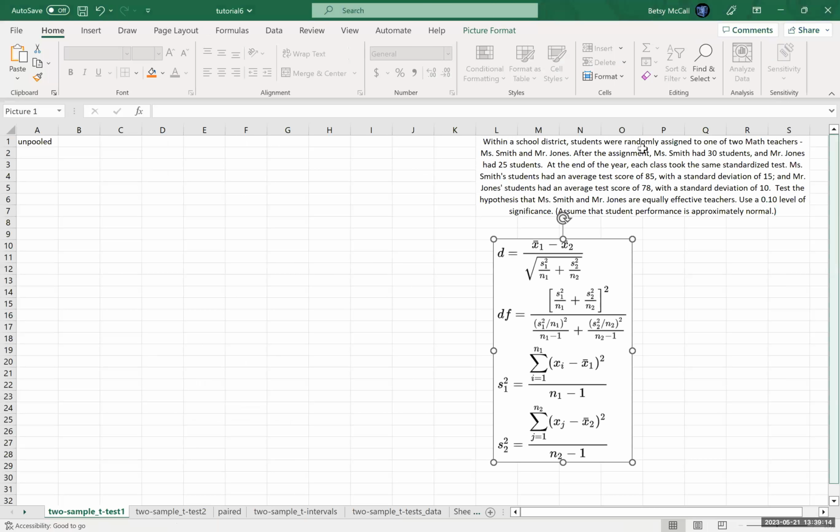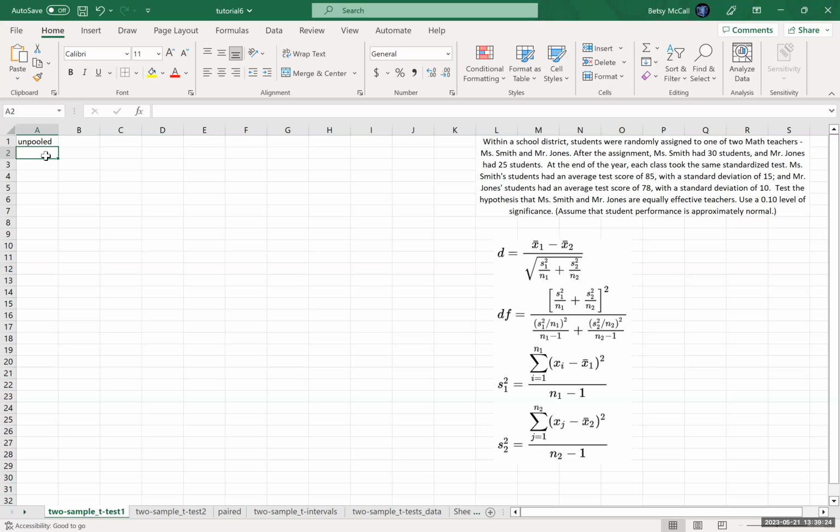All right, so here's our formula, our problem, so that we can get our information out of it, and here's our formulas. So what we're going to do now is start setting up our calculations. We're going to build a table and then extract our information from our problem, and then begin to calculate these formulas. All right, so mean 1 is our X bar 1 in our formula, and that was an 85.